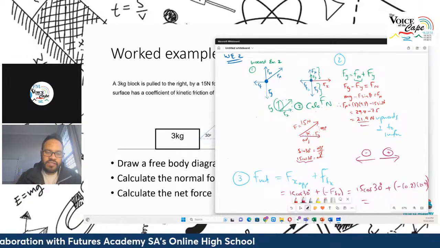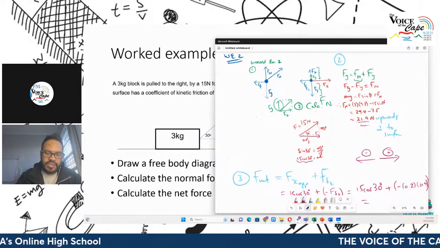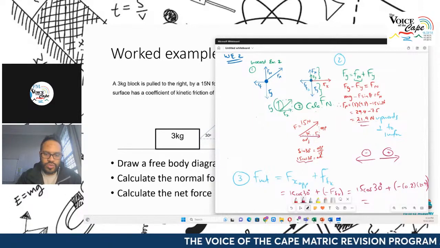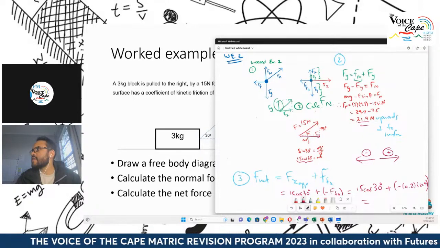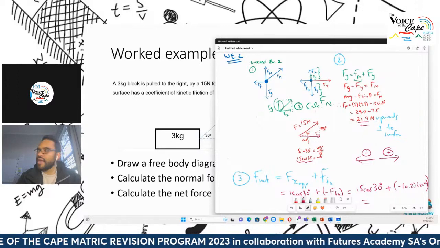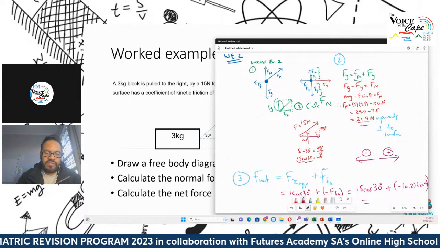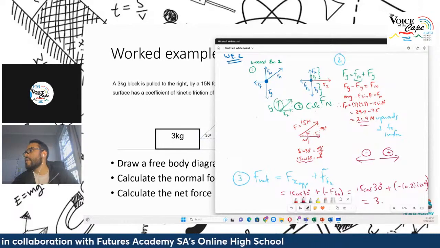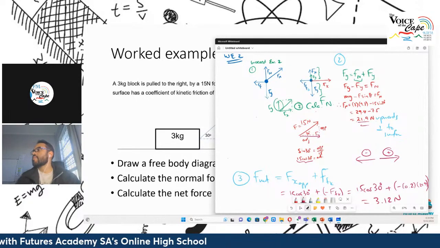21.9 divided by 5, or 1/5 of that. 21.9 times 0.2, multiplied by -1. Sorry, no scientific calculator here. That's 4.38 plus 7.5 gives us 3.12. So the answer here is 3.12 newtons, right?